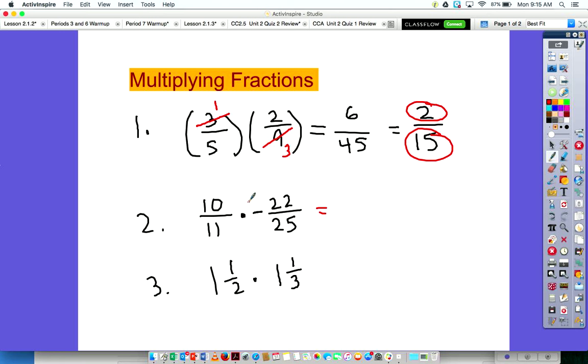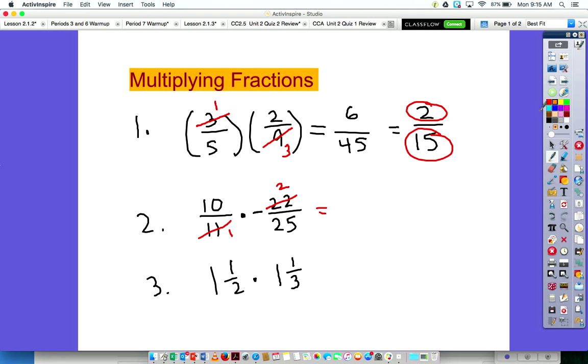Here again, we could multiply the tops and multiply the bottoms to get 220 over 275, but I think cross-canceling would serve us better. So is there anything that with the 11 in the bottom that could cancel with a top? And both 11 and 22 can both be divided by 11, so the 11 becomes a 1, since 11 divided by 11 is 1. The 22 becomes a 2 because 22 divided by 11 is 2.